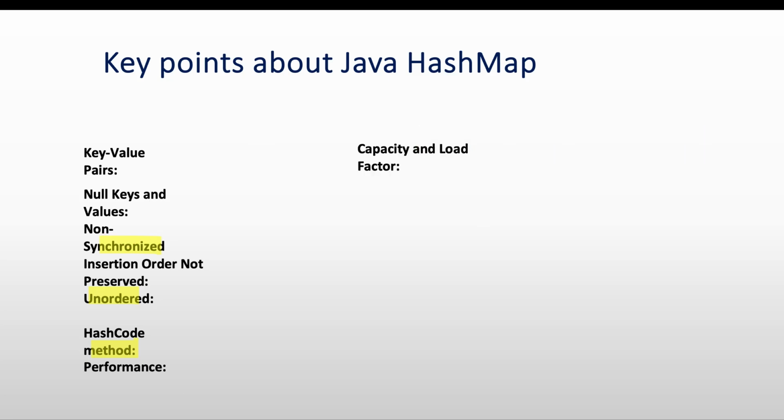Next important point about the hash map is capacity and load factor. So what are capacity and load factor? We know that capacity means the initial size of the hash map. Similar to other collections, Java is also going to provide a default capacity for the hash map, which is 16. Okay, and the load factor of the hash map is 0.75.